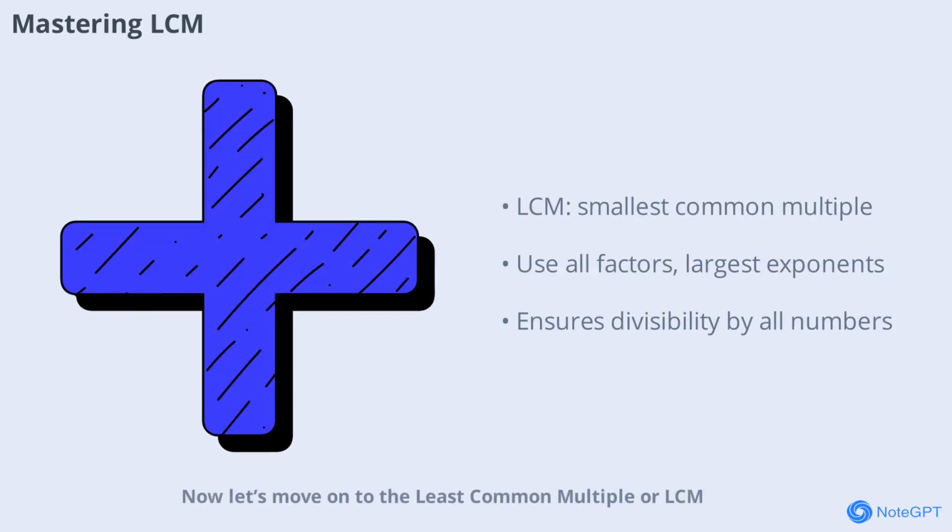Now let's move on to the least common multiple, or LCM. The LCM is the smallest non-zero number that is a multiple of all the given numbers. To calculate the LCM, you factorize each number, then take all factors, both common and unique, with the largest exponent for each, and multiply them together. For example, for 18 and 24, you use the highest powers, 2^3 and 3^2, so LCM equals 8 times 9 equals 72. This approach ensures that the LCM is divisible by each original number.